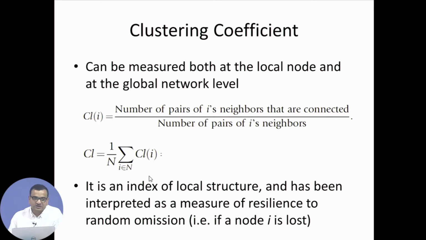To form a cluster, this clustering coefficient you can measure both at the local node level as well as at the global network level. Clustering coefficient is often a signature or a good index of the local structure, and is interpreted as a kind of resilience to random omission: if certain links are impaired, it does not have much impact on the network operations.